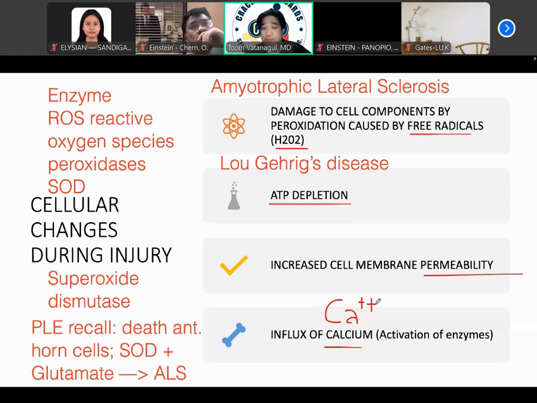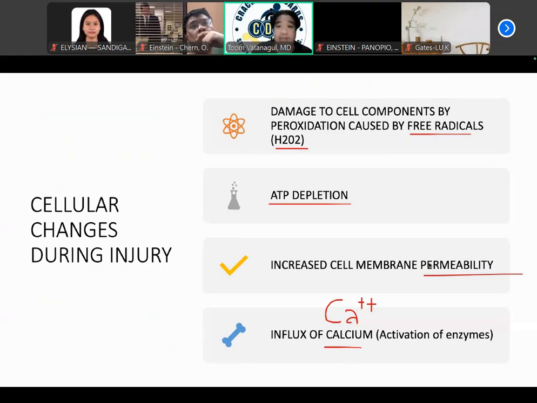So let's recap. What are the key words for the cellular changes during injury? 1, free radical formation. 2, ATP depletion. 3, increase membrane permeability. 4, influx of calcium.